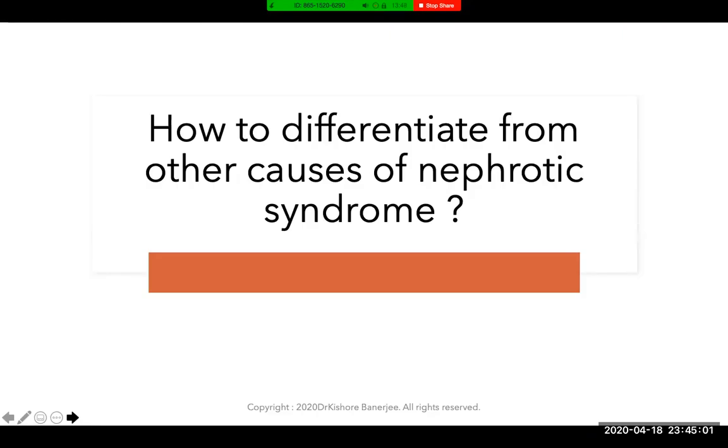Now, this is a key area: how to differentiate it from other causes of nephrotic syndrome. So there are three key causes of nephrotic syndrome. One is minimal change disease, another is FSGS, and third is membranous nephropathy. Now, to differentiate from minimal change disease, the idea is this: minimal change disease usually presents with selective proteinuria. That means only the low molecular weight proteins like albumin usually get leaked, and they are usually responsive to corticosteroids. Compared to that, in FSGS, this is usually not the case. Usually, you get non-selective proteinuria, and they are not very responsive to corticosteroids.